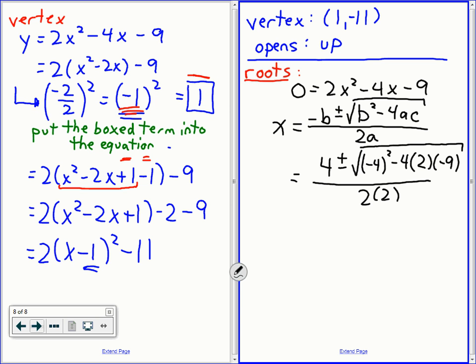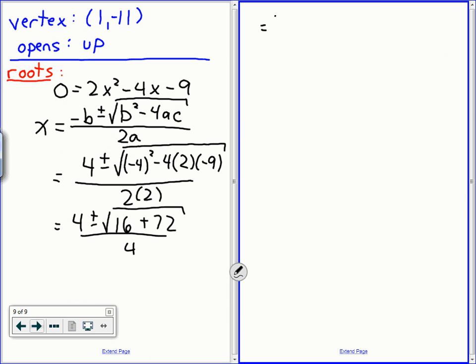So what I'm going to do is work on some math. Then I'm going to pick on Lillian to use her calculator to give you the answer here. Okay? So it's going to be 4 plus or minus the square root of 16 plus 72, over 4, which is 4 plus or minus the square root of... what is that, 88?